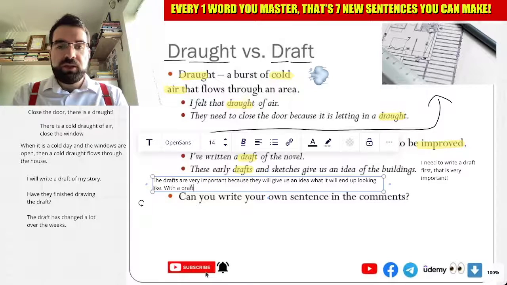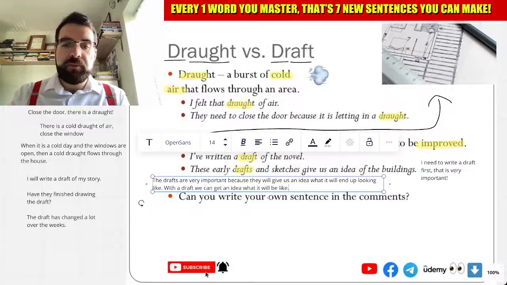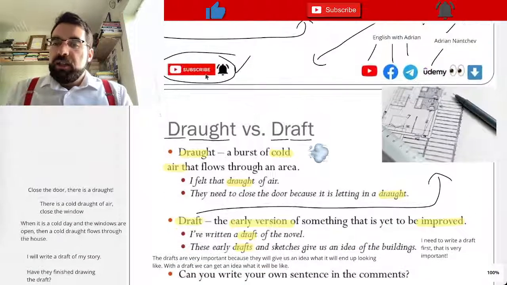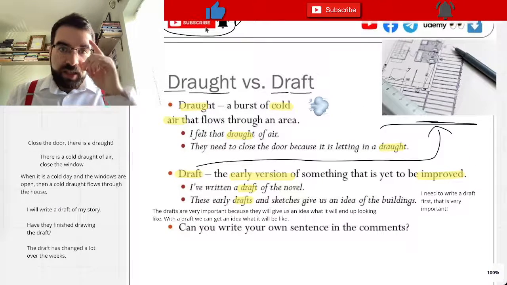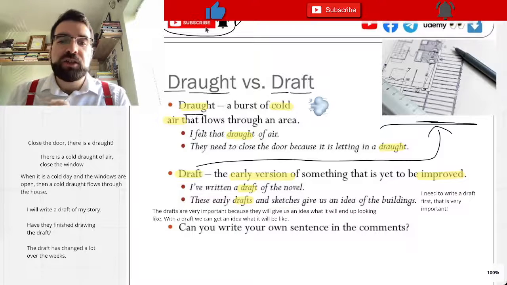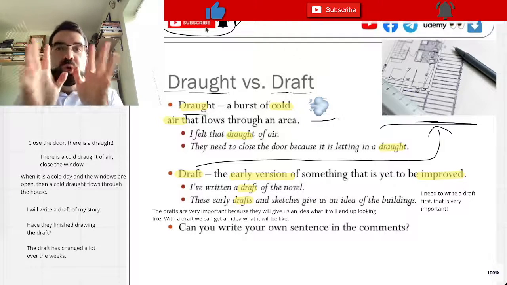With a draft, we can get an idea what it will be like. Yeah, a draft. How cool is that? And draft, a cold burst of air.